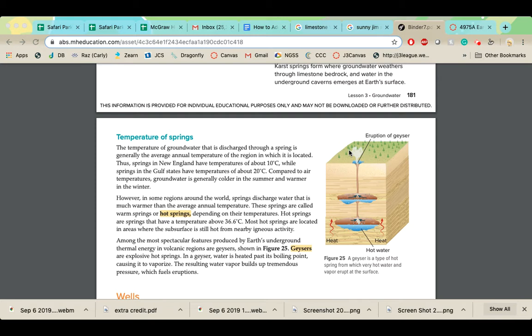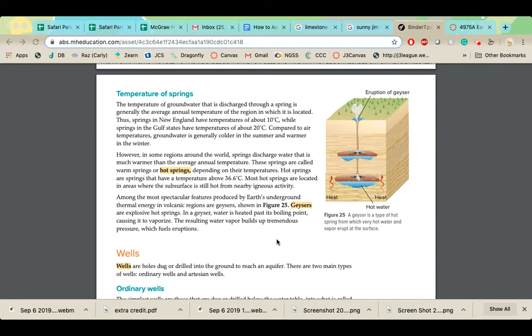And if you've ever been up to Yellowstone, you've probably seen some of these. Sometimes it's hotter, but it's not quite bursting through like a geyser, and that will be a hot spring. Usually these are not anywhere close to boiling. They're just warmer than other places.